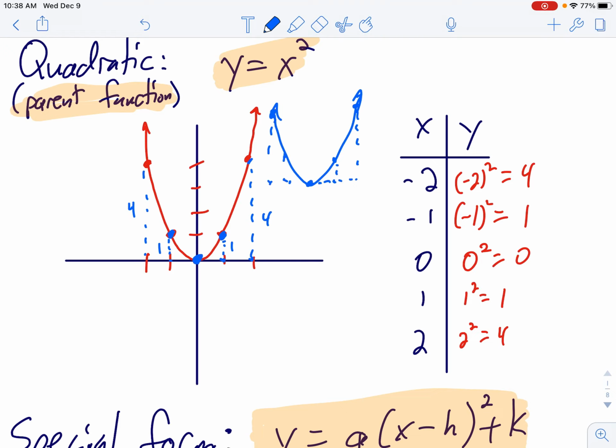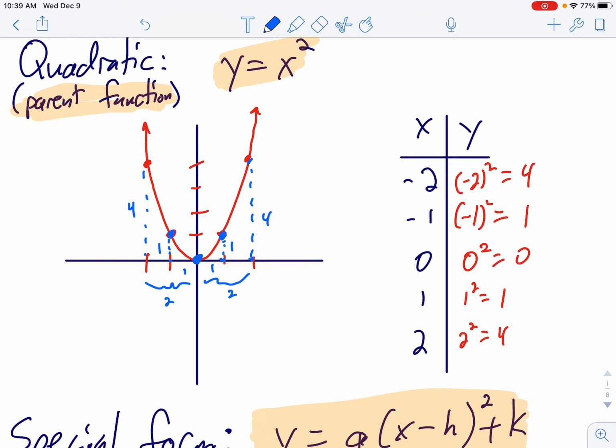When you shift something left, right, up, down, it doesn't change the shape of it, it just changes the position. So things like finding the next point or the next couple of points on the graph is pretty easy. Just left or right, 1, 1, or 2, 4.